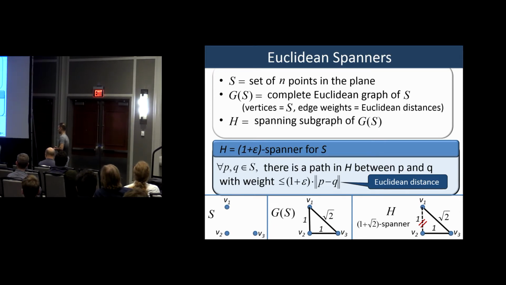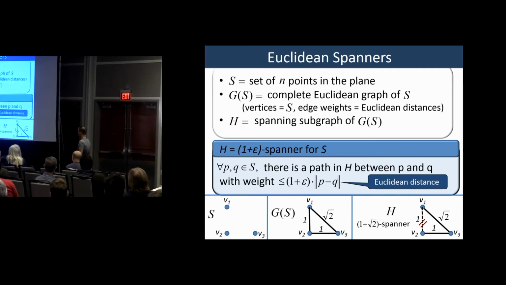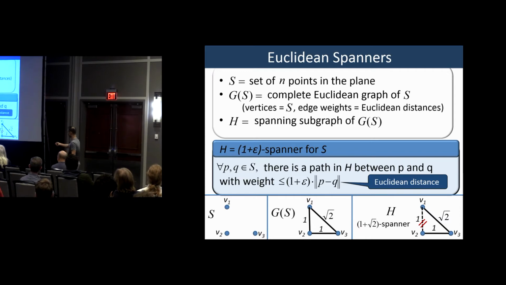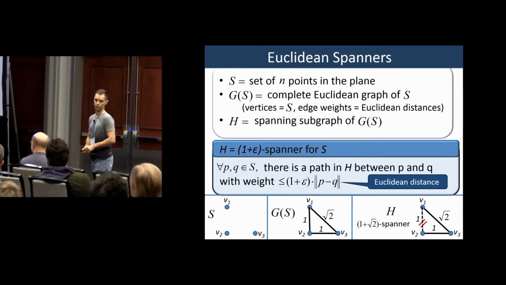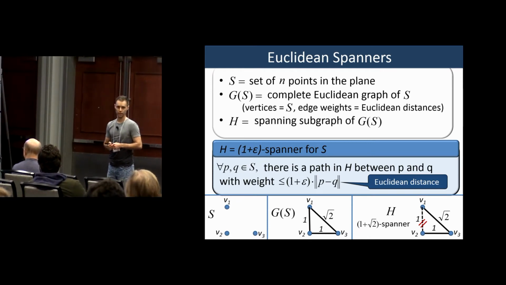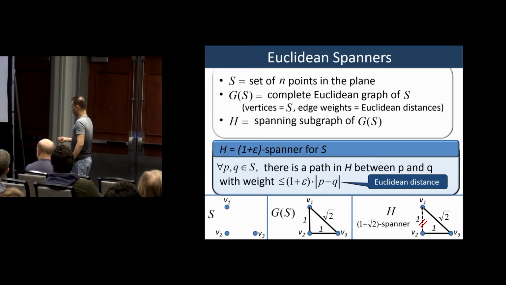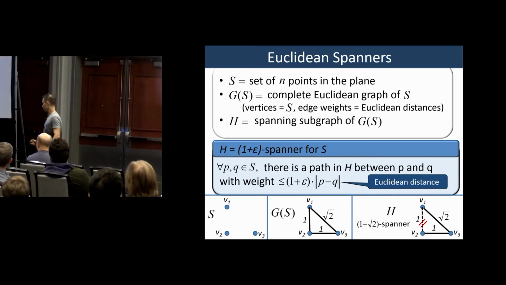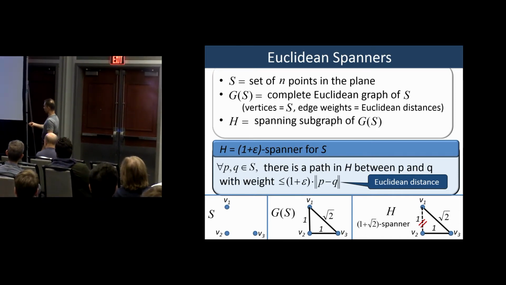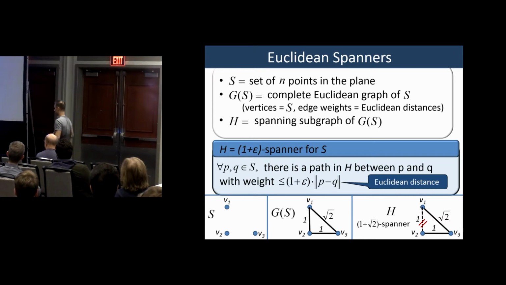And we say that H is a 1 plus epsilon spanner for the point set if, first of all, it's a spanning subgraph of G of S. And second, it approximates all the pairwise distances to within a factor of 1 plus epsilon. This means, in other words, that for any 2 points P and Q, there is a path in the spanner between them of total weight at most 1 plus epsilon times the Euclidean distance. And this parameter is called the stretch. So 1 plus epsilon is what we are looking for.